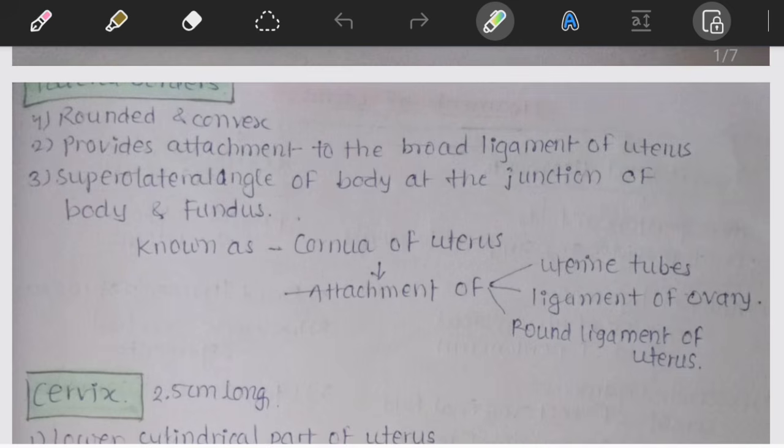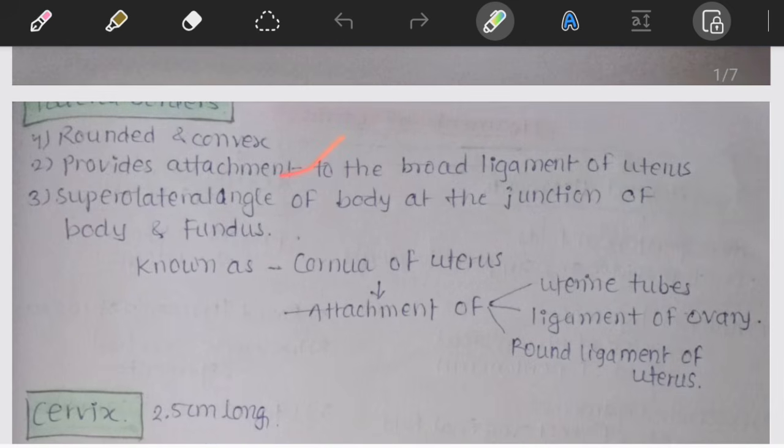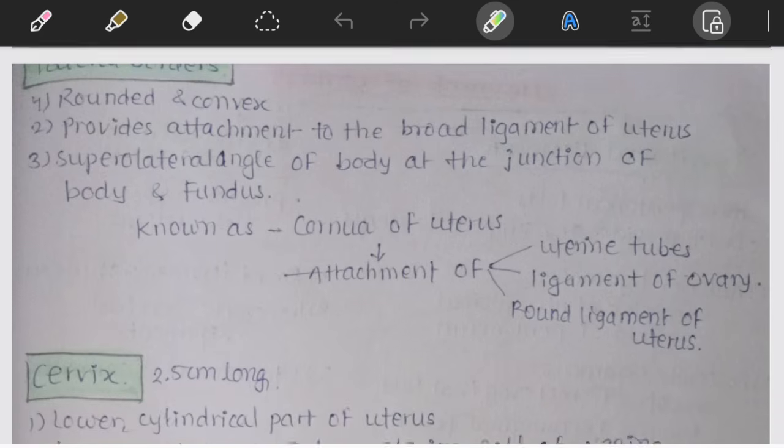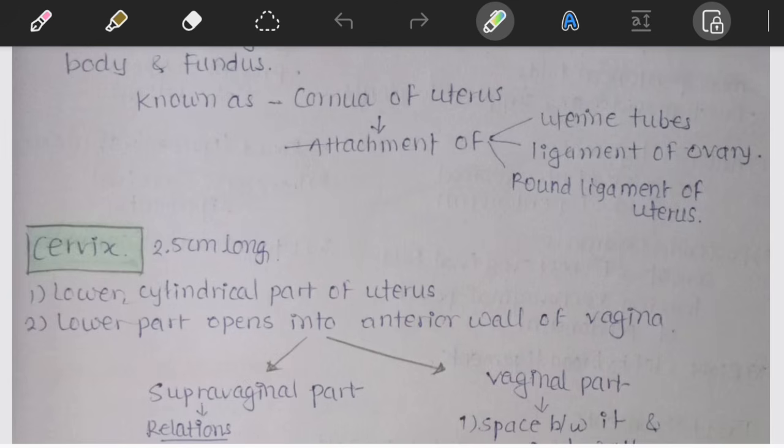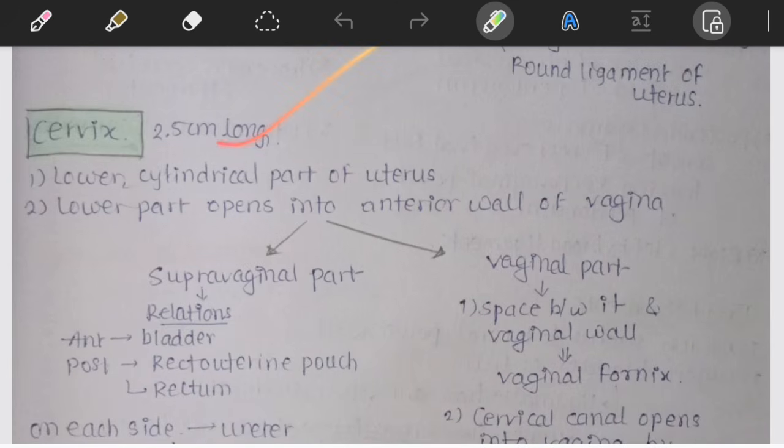Let's see the lateral borders. These borders are rounded and convex, and they are important because they provide attachment to the broad ligament of the uterus. At the junction of the body and fundus, we have the cornua or the uterine angle. And the cornua is extremely important because several structures are associated with it. The uterine tube attaches here, and the ligament of the ovary attaches here. And the round ligament of the uterus also begins in this region. Now let's reach the next part, the cervix.